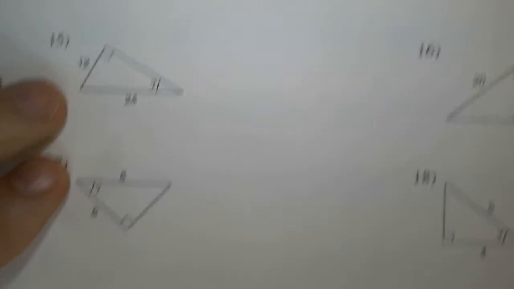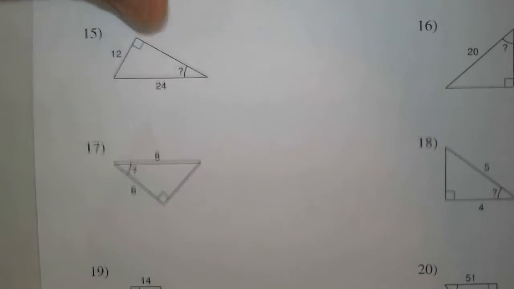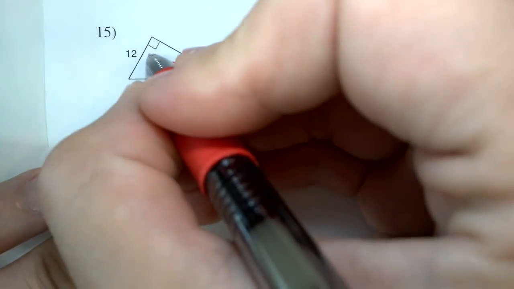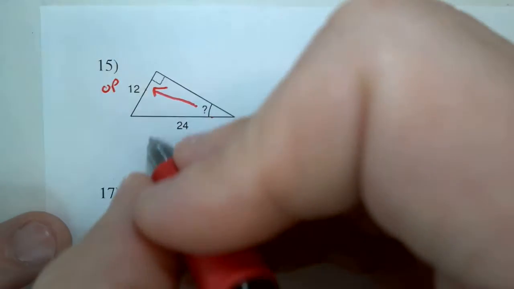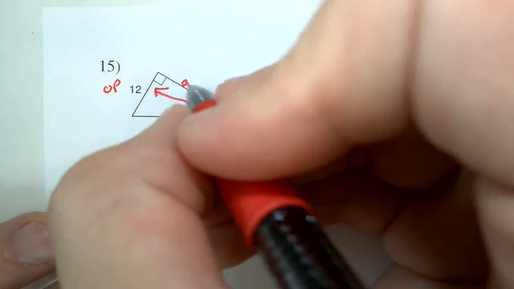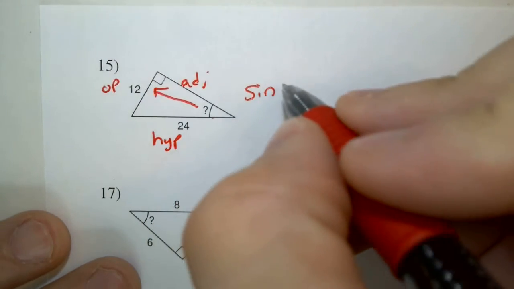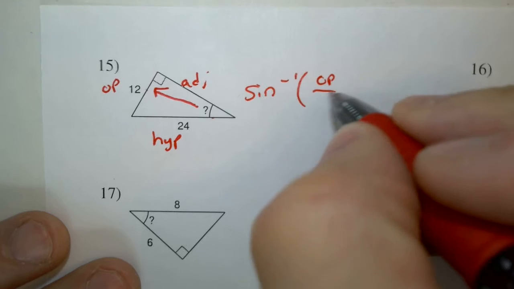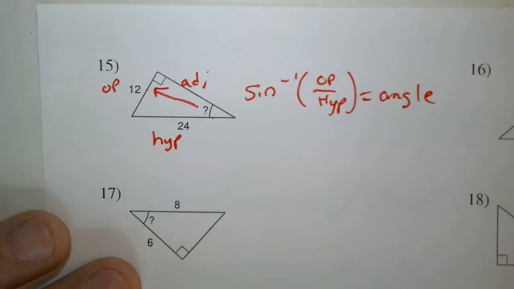Okay, so notice how here we got our opposite side that is really over here, because you got to go across from that angle to get your opposite side. And here's a hypotenuse. And there's the adjacent. We have opposite and hypotenuse again. Sine is opposite over hypotenuse. And this will equal the angle when you use sine -1.